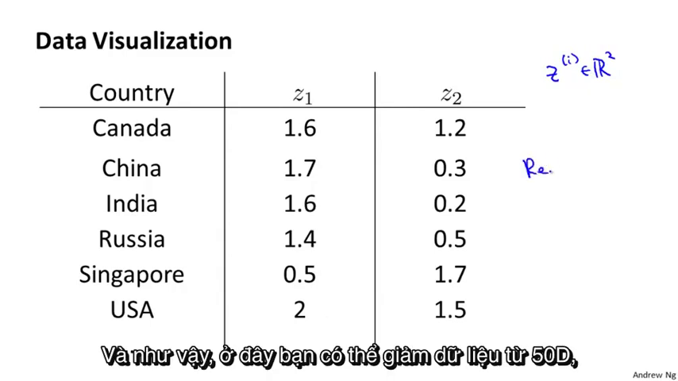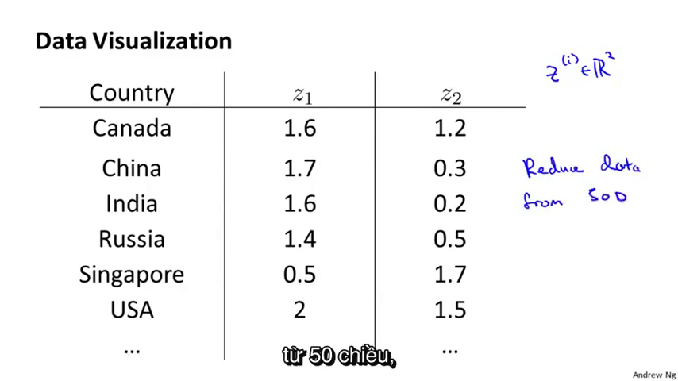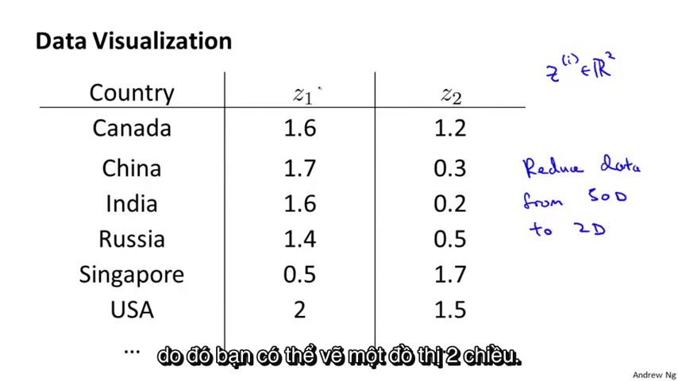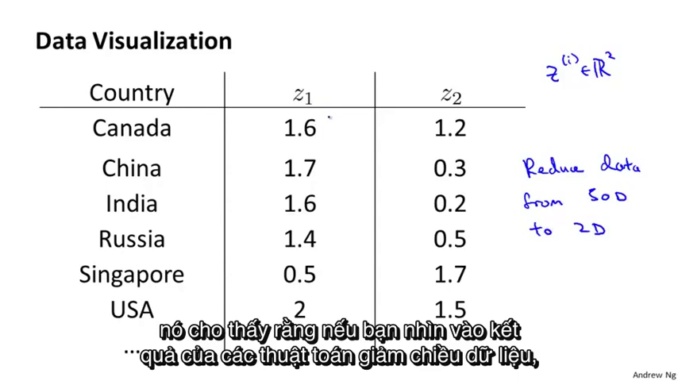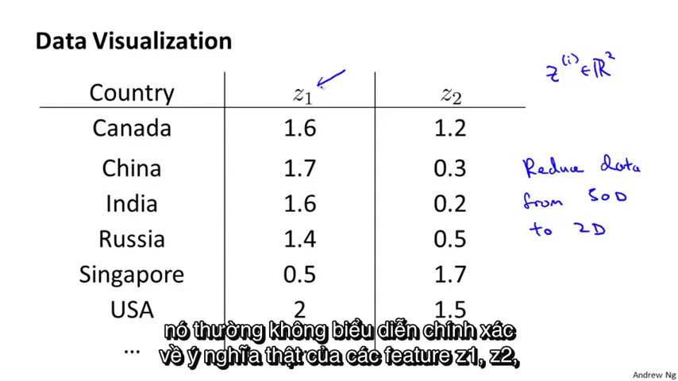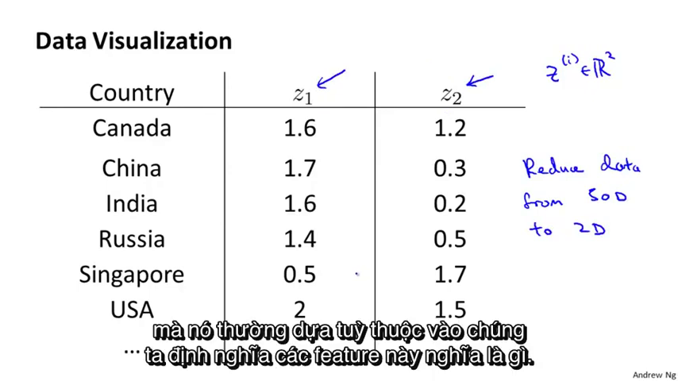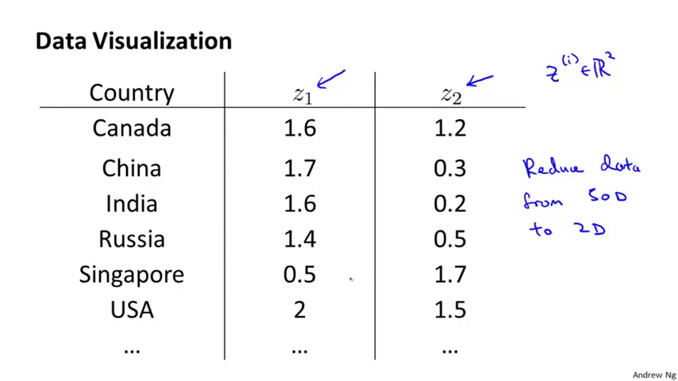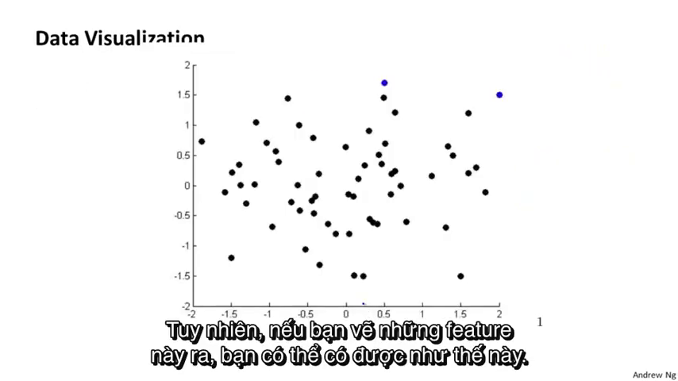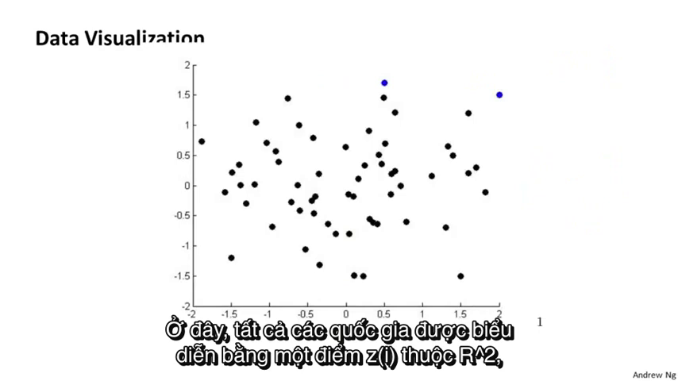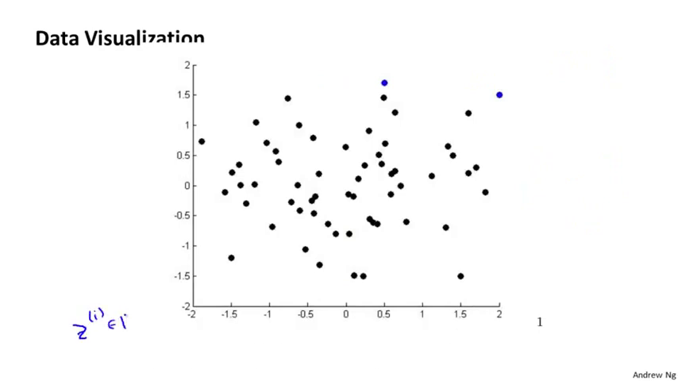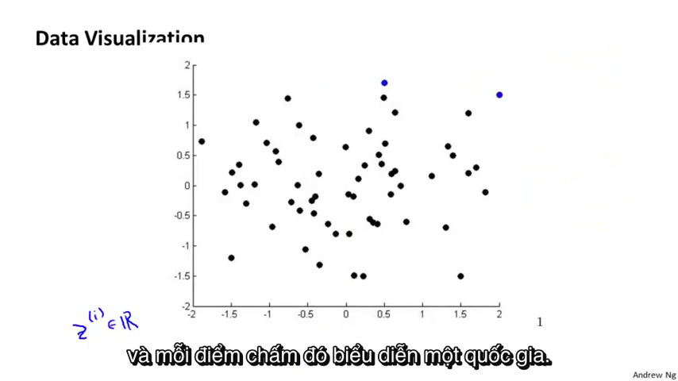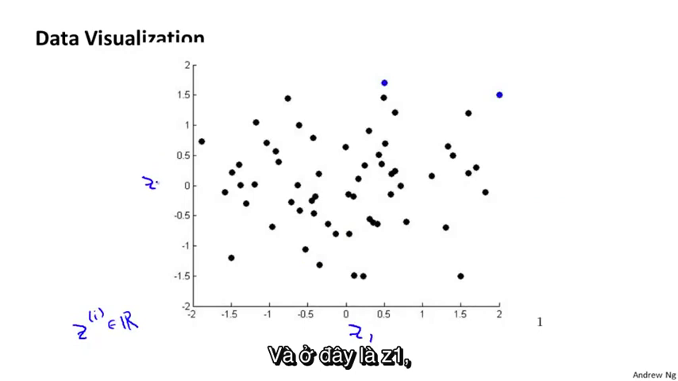And so here, what you can do is reduce the data from 50 dimensions to 2D, so we can plot this as a two-dimensional plot. And when you do that, it turns out that if you look at the output of the dimensionality reduction algorithms, it usually doesn't ascribe a particular meaning to these new features z1 and z2. And it's often up to us to figure out roughly what these features mean. But if you plot these features, here's what you might find. Here, every country is represented by a point zi, which is in R2. And so each of those dots in this figure represents a country. And so here's z1 and here's z2.